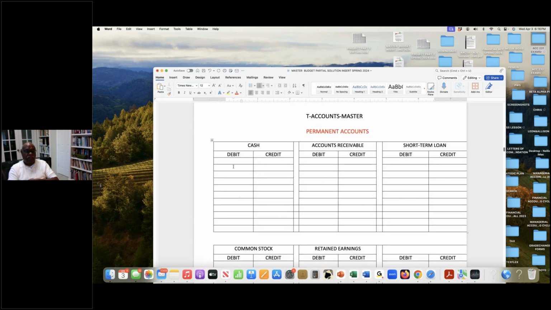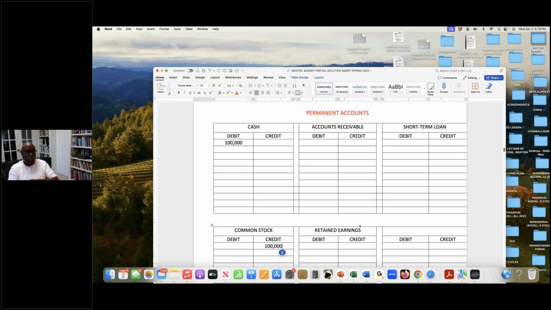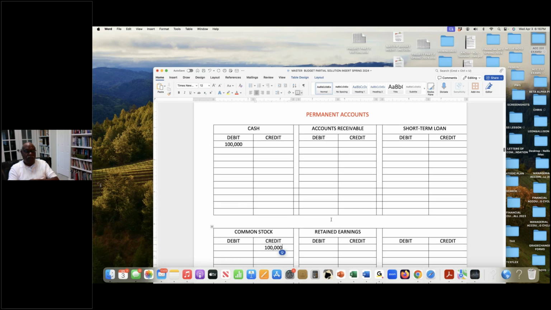So we're going to debit cash for $100,000, a permanent account, and we're going to credit common stock for $100,000. And going through retained earnings, these are all the permanent accounts that are going to be on the balance sheet. And of course, the assets have to equal the liabilities and equity. Posting of our first journal entry.